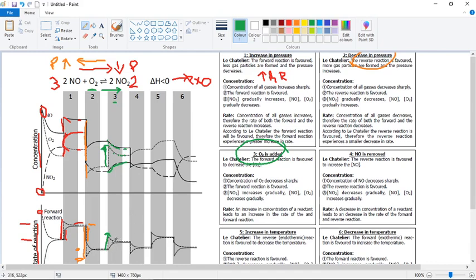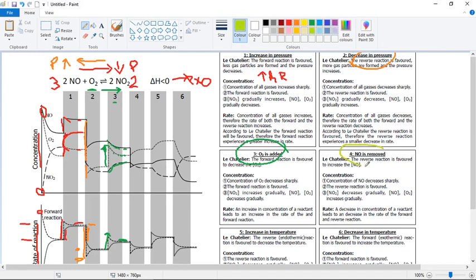So here you can see on the rate graph, the forward reaction is favored. It goes up because the forward reaction gets rid of the extra oxygen. And then we have a new equilibrium system that is higher than this equilibrium system because we had additional reactants in there. So the more reactants you have, the higher the reaction rate, and that's why this equilibrium position is higher than that one. Then let's have a look here.